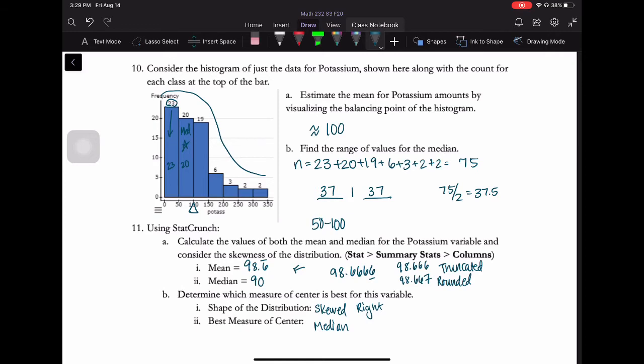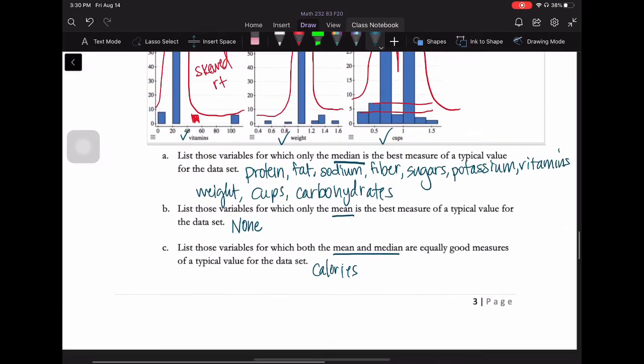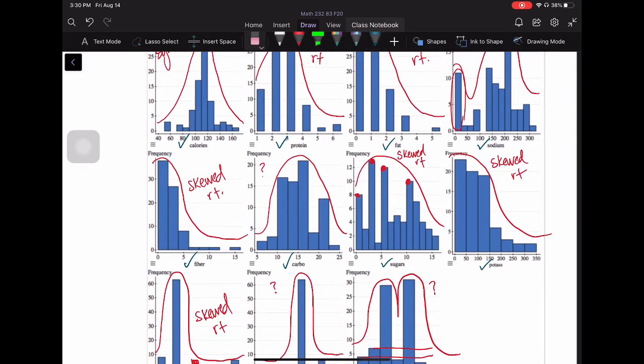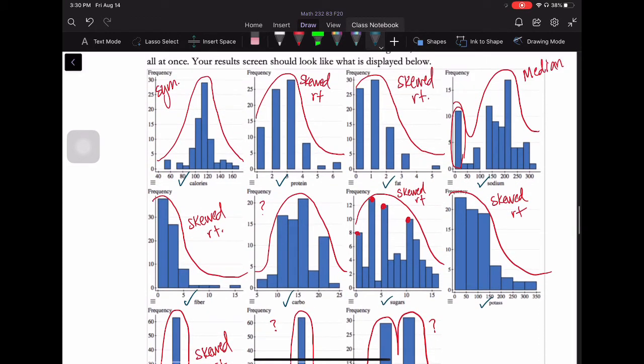Now we're going to look at the calorie distribution. What do we expect for calories? So if we go back up here, calories is right here at the top. We said we could use the mean here. So we should have a mean and a median that are actually very close together.